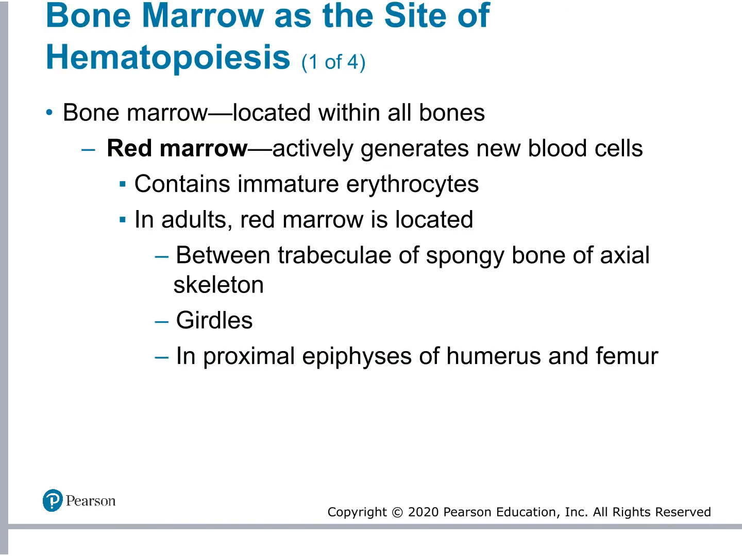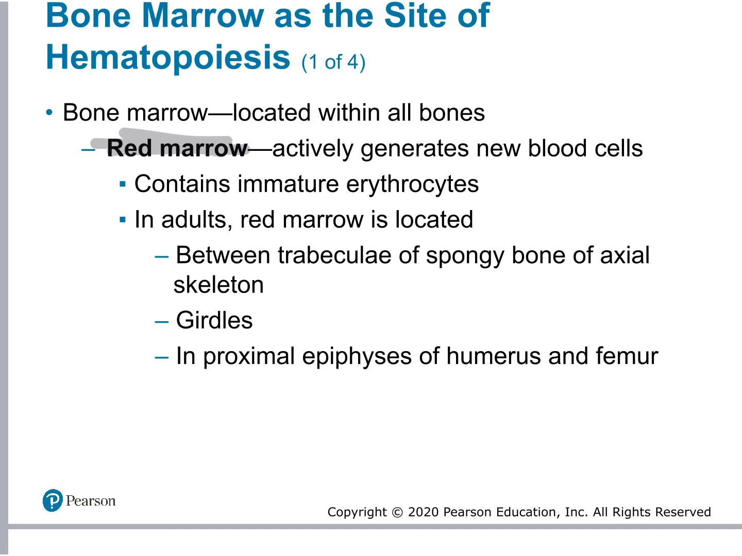There are 2 types of marrow. There's red bone marrow, and then there is yellow bone marrow. So the red bone marrow is going to be red. It makes the red blood cells and the white blood cells. It's an active marrow that's forming erythrocytes and leukocytes.